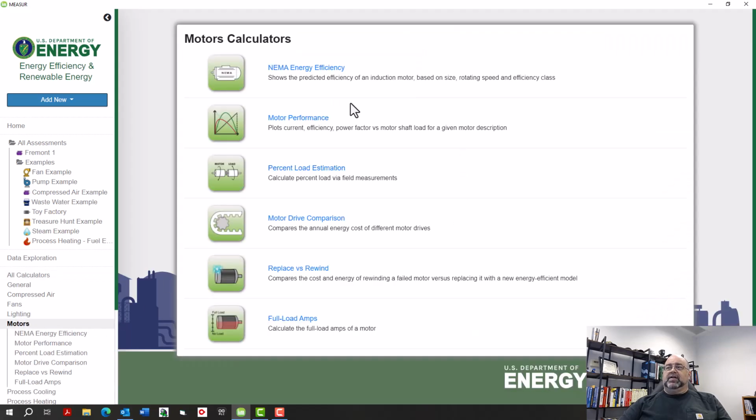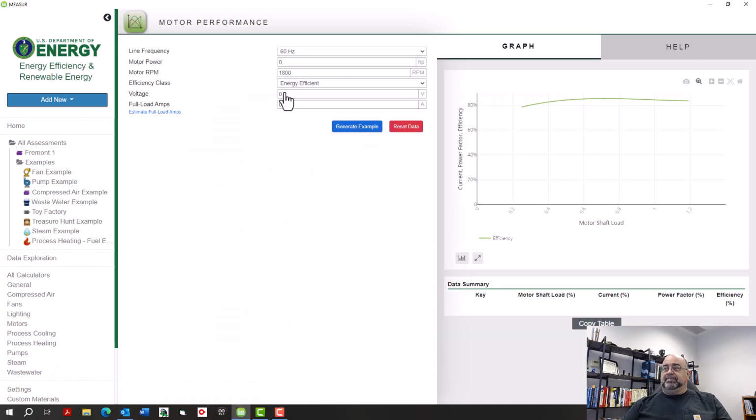There we go. Motor performance, the curves. Okay, this must be complicated too. So here's my curves over here on the right, and this is going to be a table. And you notice I can copy the table. I can do certain things here on and off grid lines.